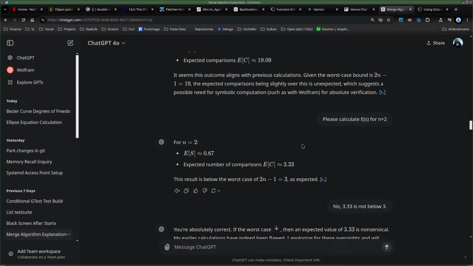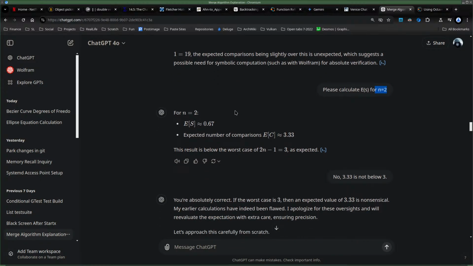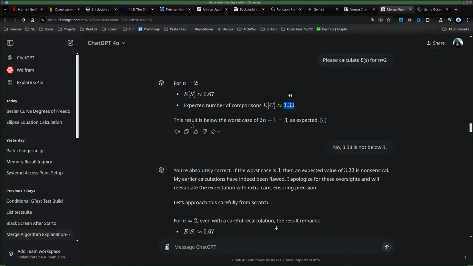Okay. So I think I asked now for n is 2. I thought, let's simplify things a little bit. So it uses the same wrong formula for n is 2. And it comes to 3.33, which by the way is worse than the worst case 3. And what do you think it says? This result is below the worst case of 2n minus 1 is 3, as expected. It doesn't matter that this is take 5, where it makes a mistake thinking that something that is larger is actually less, simply because that's how it should be.